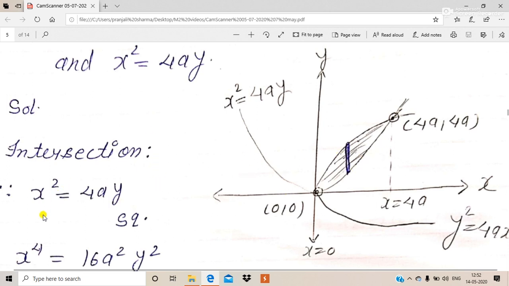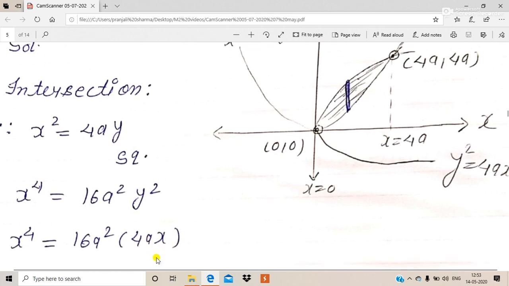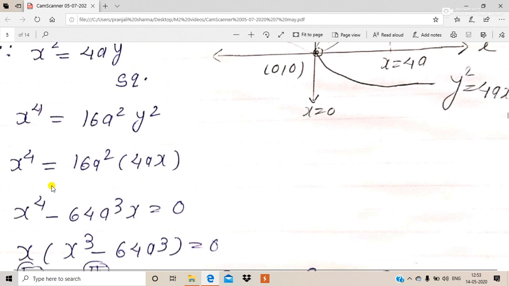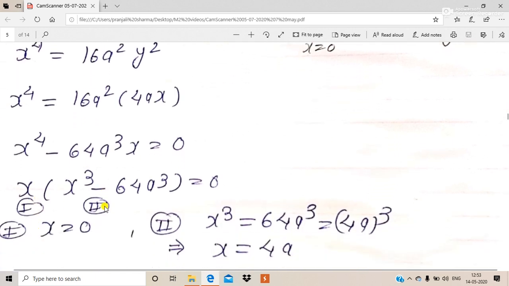Since the first equation is x² = 4ay, squaring both sides, it will be x⁴ = 16a²y², and the second curve is y² = 4ax. So in place of y² we can put 4ax. It will be x⁴ = 64a³x, and this gives x⁴ − 64a³x = 0. If we take x as common, we have two factors: x(x³ − 64a³) = 0.